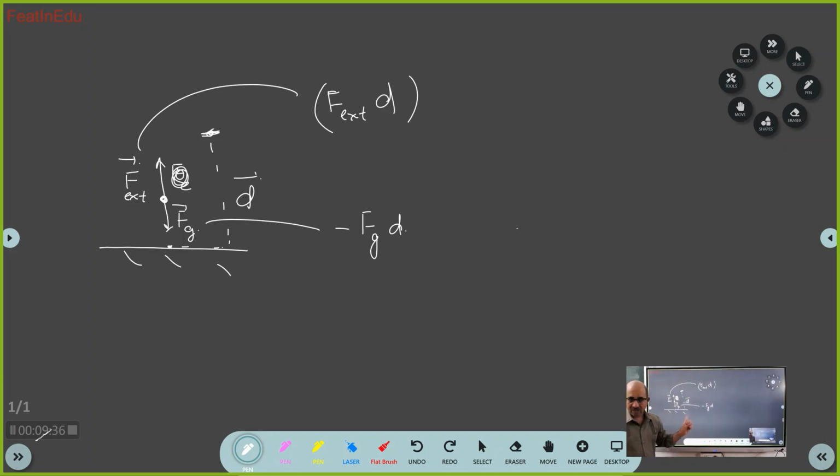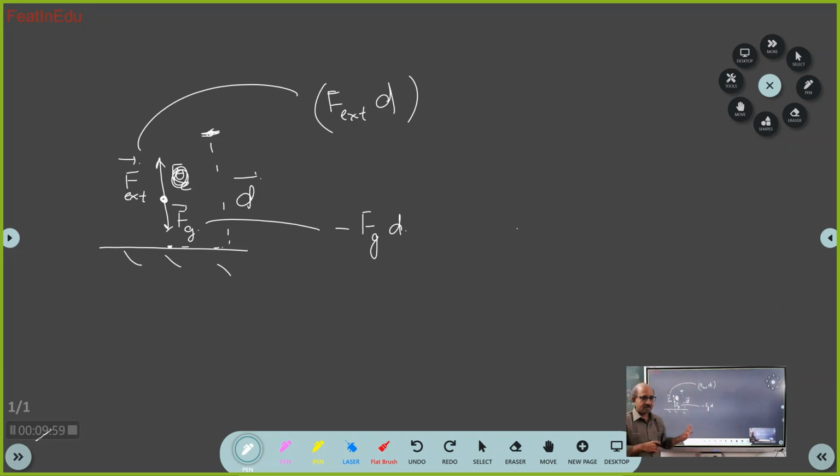You should know what work done is, then you will understand this. Work done by gravity is like this, dot product and all. If you don't know, don't get confused. Work done by gravitational force is negative on the body. Work done by the external force is positive on the body. Now, at this point, if you have any question, quickly ask. I will not repeat this.